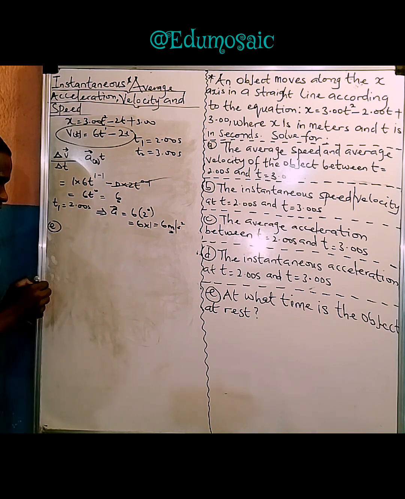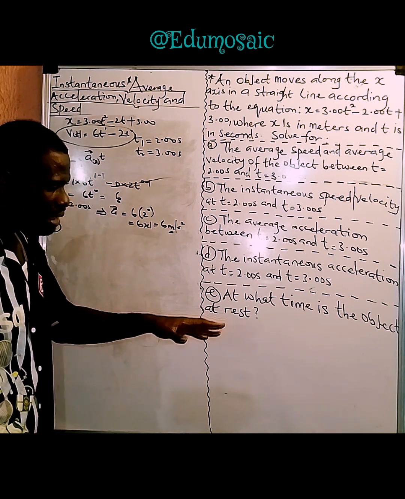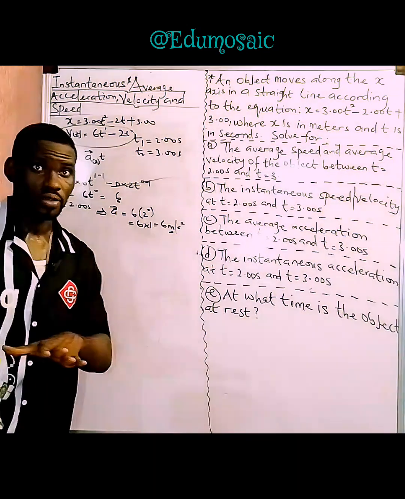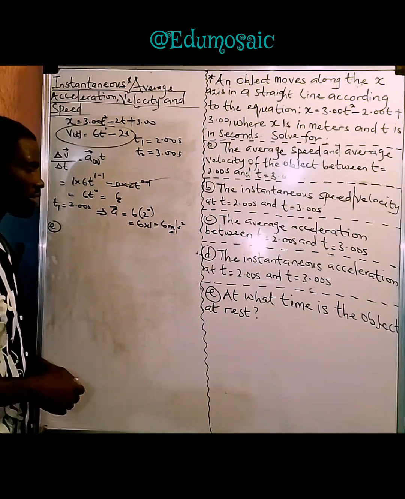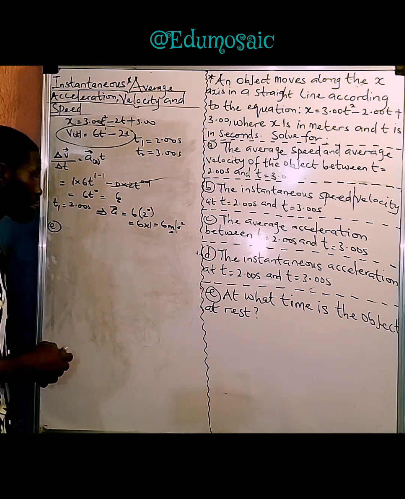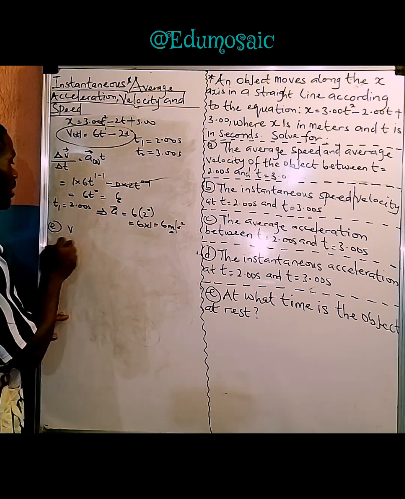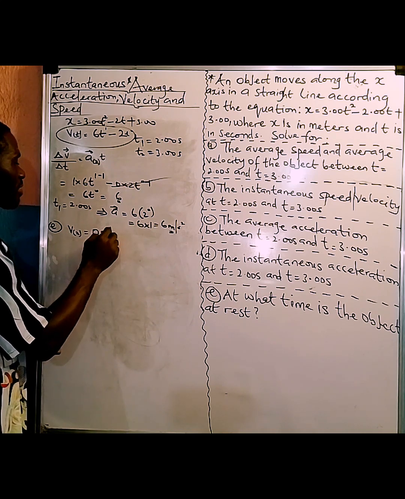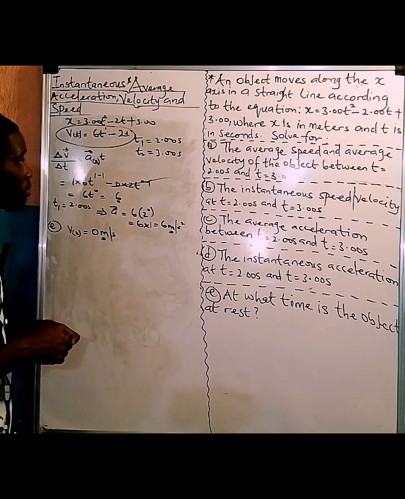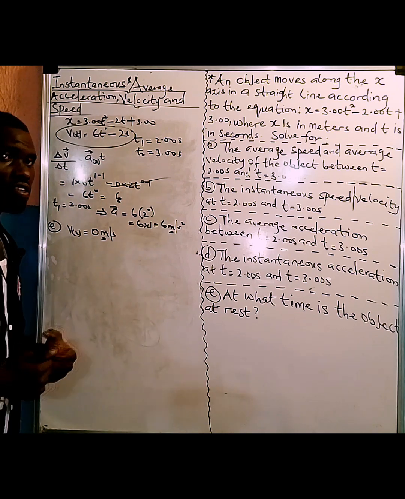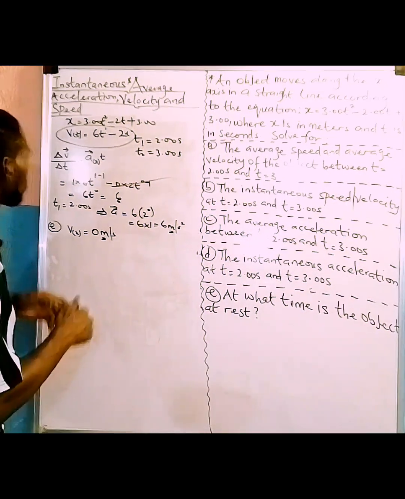The last question there is, at what time is the object at rest? That's a very pretty question. At what time is this body at rest? Now, if a body is at rest, it means the velocity of that given body is 0 meters per second. That's what it means. So it's very simple. At what time is the velocity of that body 0? So that's what we're going to look for.